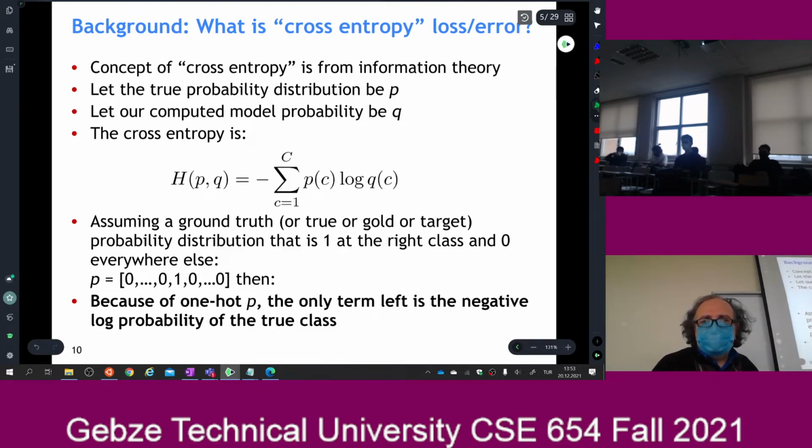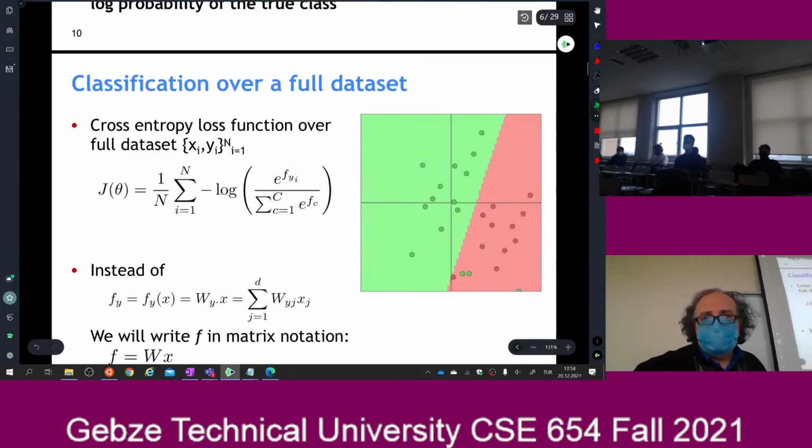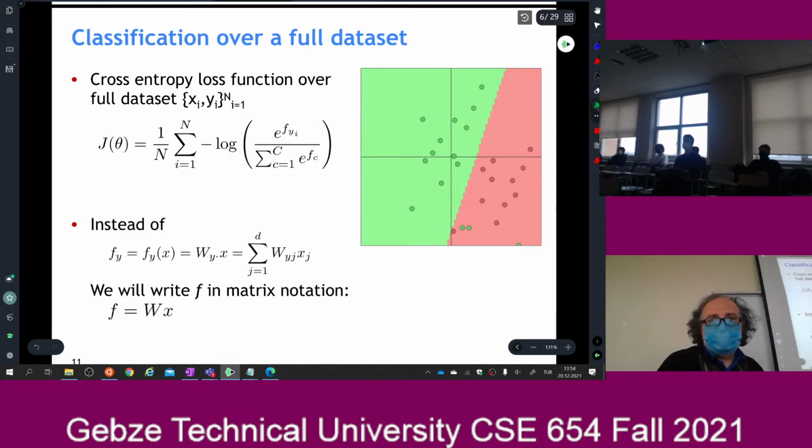And that means what? If I multiply this vector with this one, I am going to get the logarithm of the computed model probability. So remember, I am doing this for all the classes, and I am going to repeat this for all the samples that I have in my training set. For each one I am going to repeat this calculation, and at the end I am going to get some large loss value.